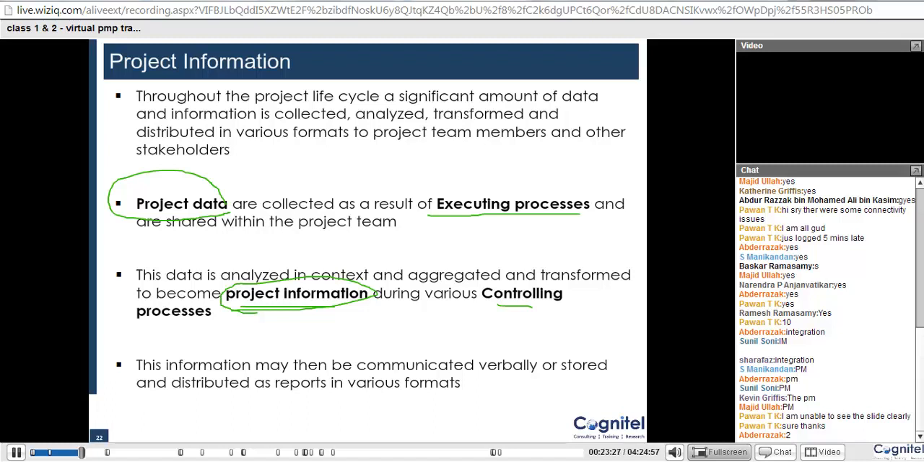And this data changes into information after you place the context and you do some analysis, which is basically done in the monitoring and controlling process group. So when the project team is executing the project, that's when the data is generated, and during monitoring and controlling, this data is taken and converted into information, which is then passed on to different stakeholders and team members to understand how the project is progressing. Make sense?